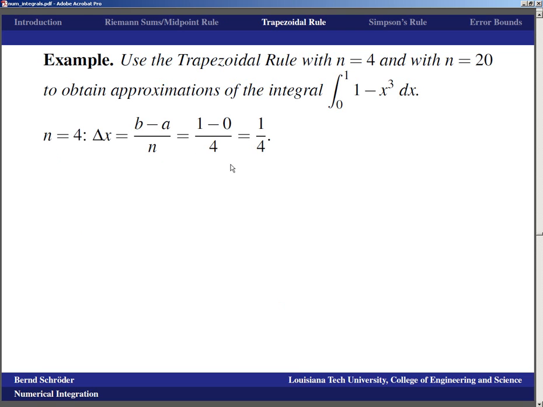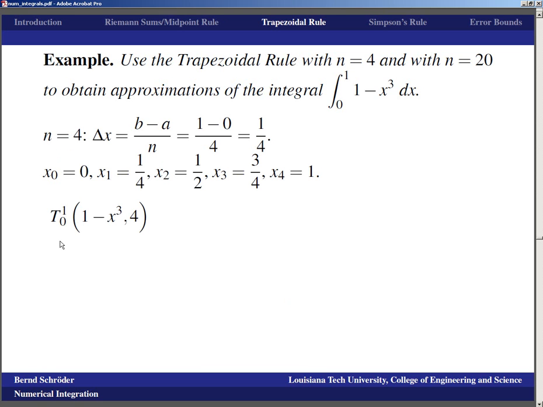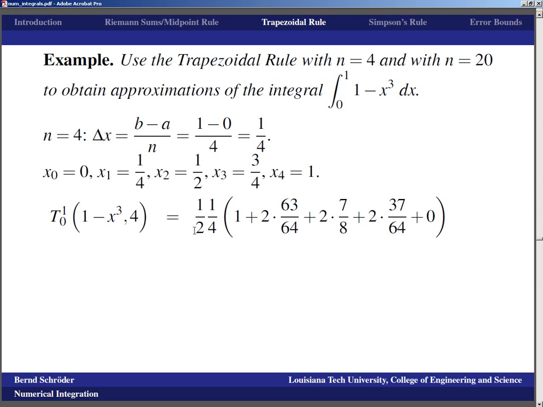Delta x is still 1/4. x0 is 0, x1 is 1/4, x2 is 1/2, x3 is 3/4, and x4 is 1 as before. So the trapezoidal approximation from 0 to 1 of the integral of 1 minus x cubed with 4 partitions is delta x times 1/2. So 1/2 times 1/4, which is delta x, times the value at the left endpoint 1, we had that already, plus 2 times the value at the next point, which was 63 over 64, plus 2 times the next value, which was 7/8, plus 2 times 37 over 64, which was the value at x3, and then plus 0 just by itself, because that's the value at b.